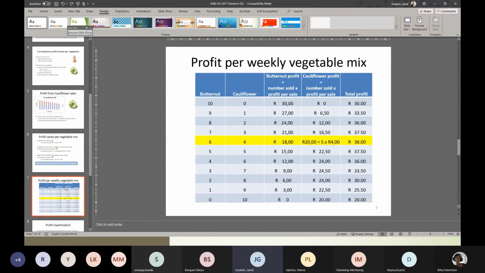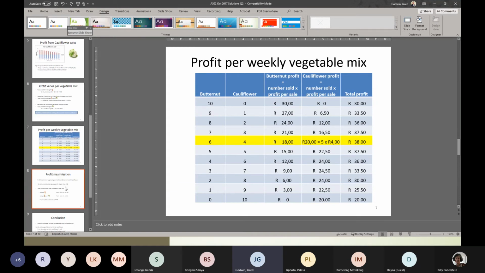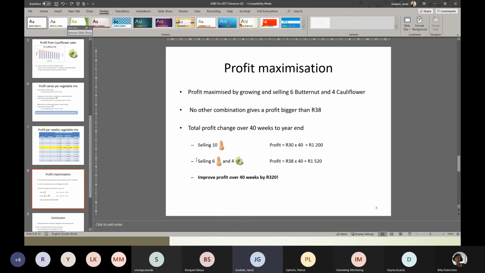So we were on this table. That just shows you the profits, and which one is the maximized profit. But you can't just leave it at that and assume that the audience knows it's the one I highlighted in yellow, because you want to speak about it, right? You want to say, well, the profit is maximized by growing and selling 6 butternuts and 4 cauliflower. No other combination gives you a profit bigger than the 38, right?